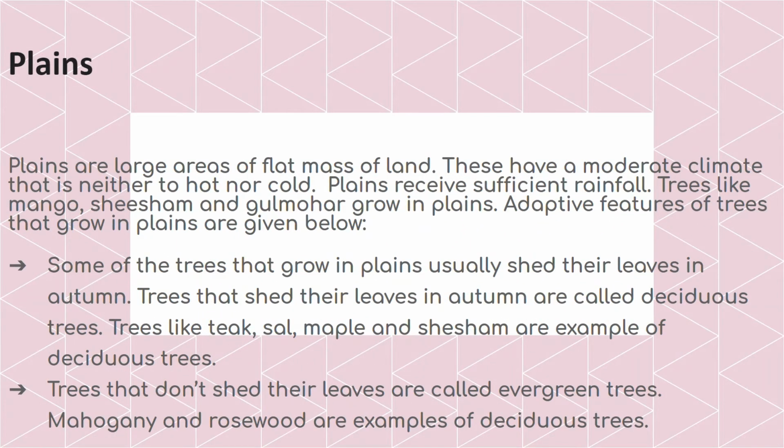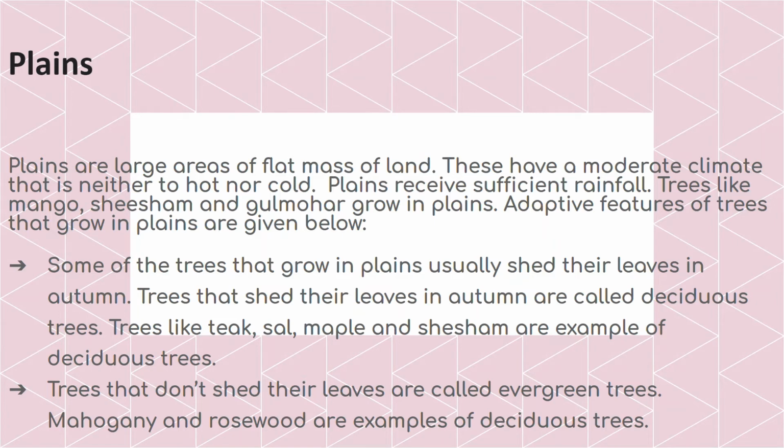Plains. Plains are large areas of flat land. They have a moderate climate that is neither too hot nor too cold. Plains receive sufficient rainfall. Trees like mango, shisham and gulmohar grow in plains. Adaptive features of trees that grow in plains are given below. Some of the trees that grow in plains usually shed their leaves in autumn. Trees that shed their leaves in autumn are called deciduous trees. Trees like teak, sal, maple and shisham are examples of deciduous trees.